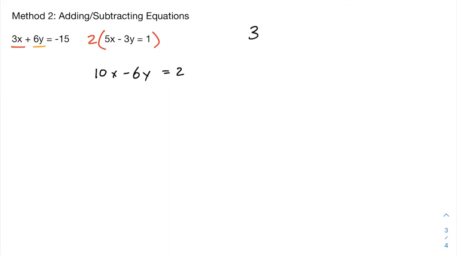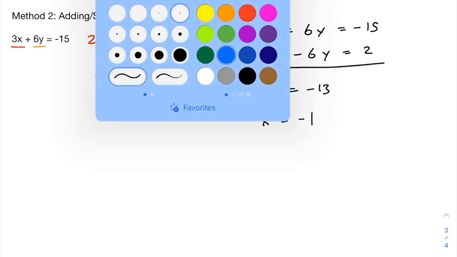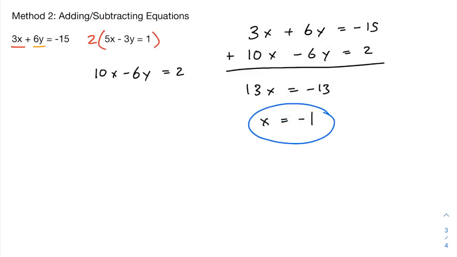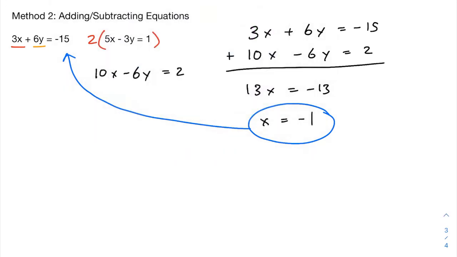So I have my original first equation of 3x plus 6y equals negative 15. And now I have my second equation, which I've manipulated a little bit, to be 10x minus 6y is equal to 2. And in this case, I've got positive 6y and negative 6y. So if I added those two equations, I'd get 13x is equal to negative 13. x is equal to negative 1. Pretty straightforward. And now I would take this value, and I could plug it into either one of these equations to solve for my y value. I'm just going to go ahead and plug it into that first one.